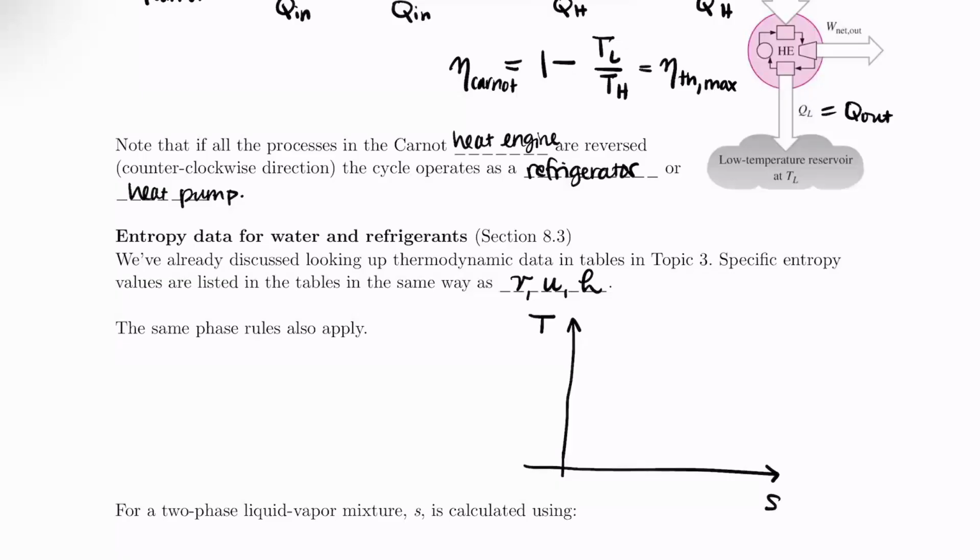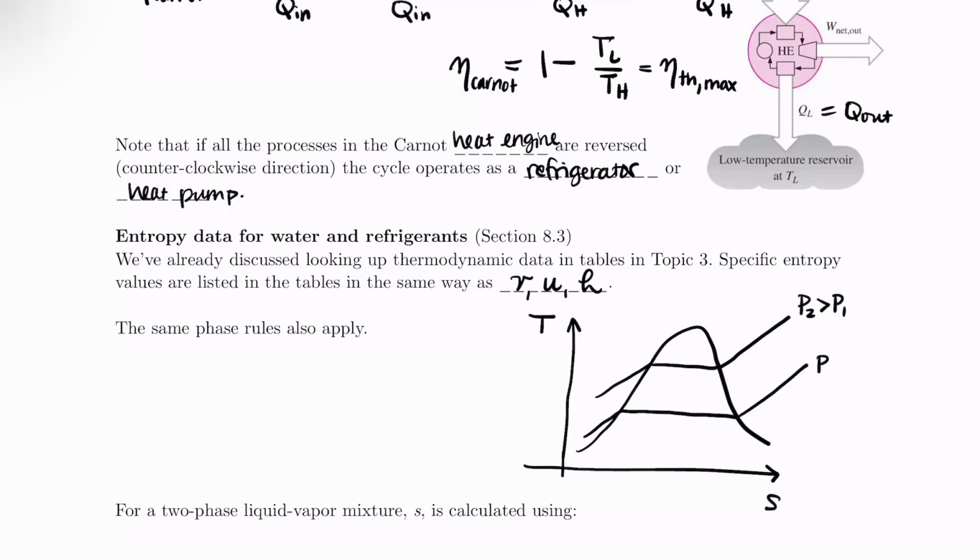All right, we still have our same vapor dome. And on that vapor dome, since this is a TS plot, we also have isobars that look like this, just in the same way as they did before. This is P2, greater than P1. This is P1. So these are isobars, or lines of constant pressure.